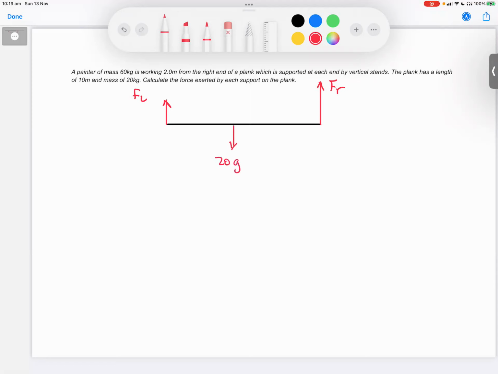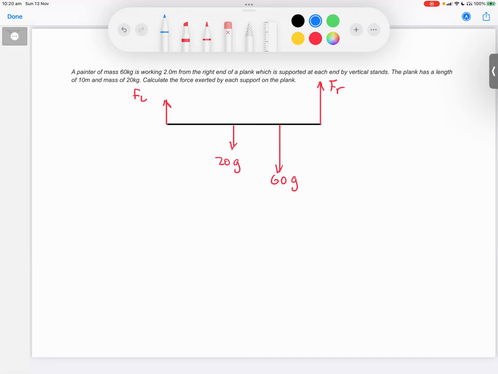And the painter is standing 2 meters from the end. Here's 60 kilograms. So where will we put it? About here. It'll be fine. Remember, this is not to scale. 60 g. And then the distances become important. This is probably a fairly important part. At this point, we need to figure out where we're going to take torque. We've got to make a decision before we really go much further on this one.